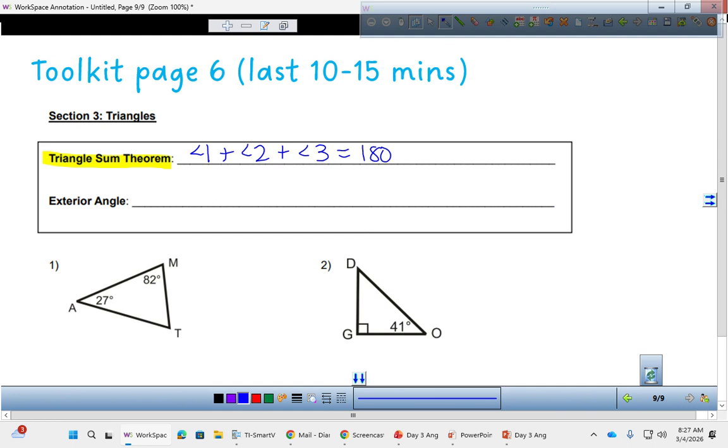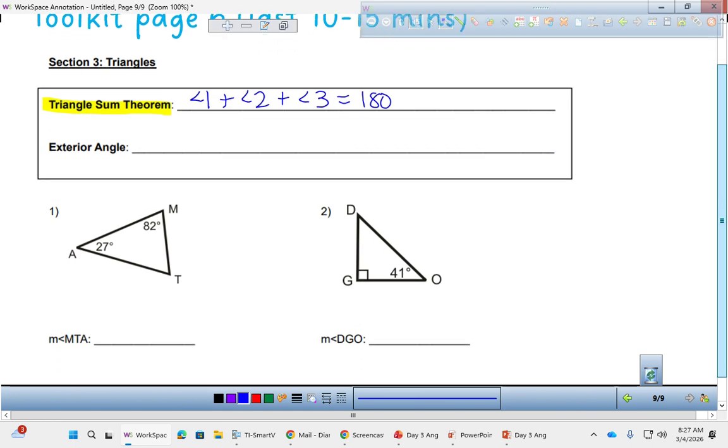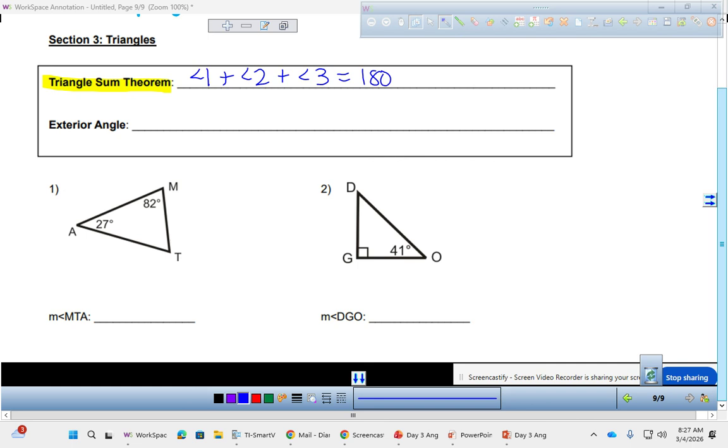All right, so if I'm looking at this picture and I want to solve for angle MTA, this angle right here, we'll call it X, all right? So I know that the 3 angles inside of the triangle have to add up to 180. So 82 plus 27 plus X has to add up to 180. All I'm doing in this next step is combining my like terms of 82 and 27.